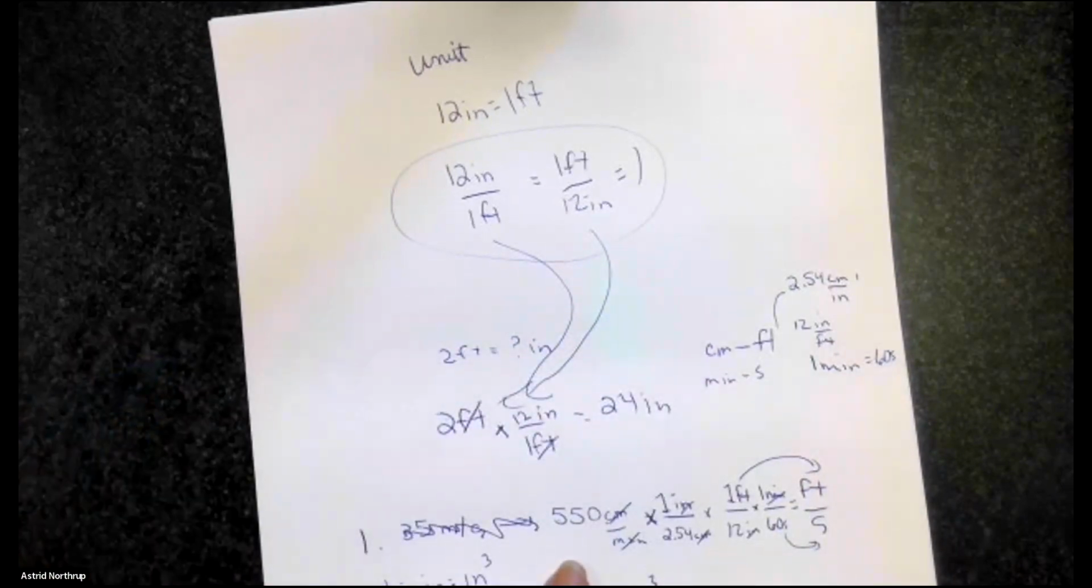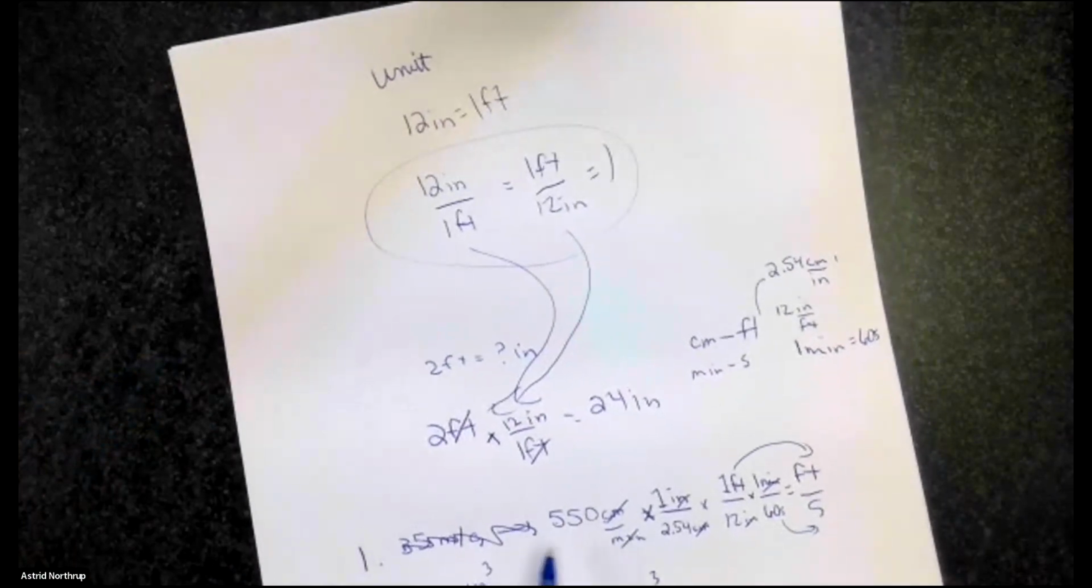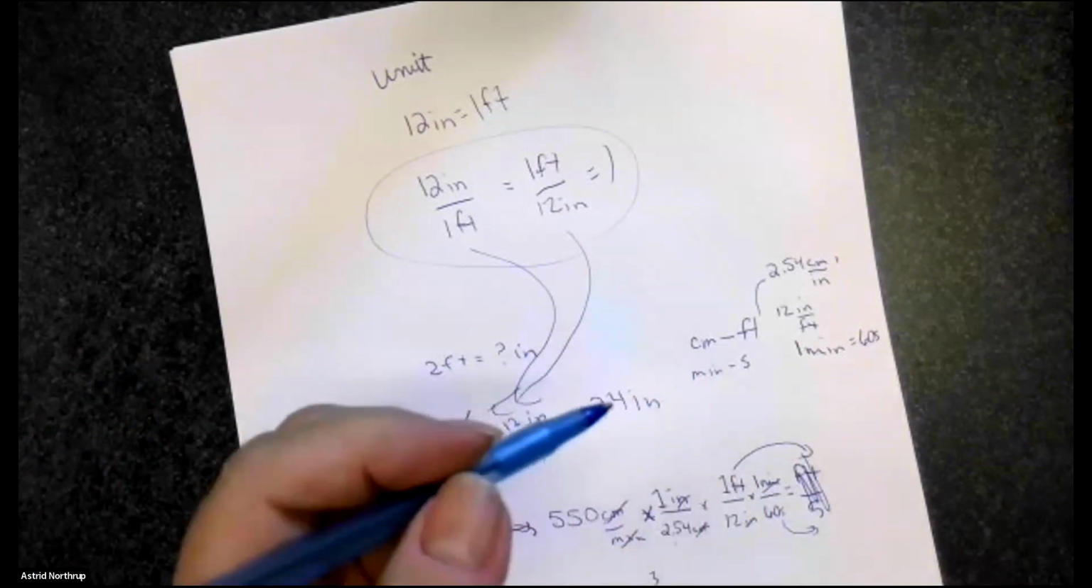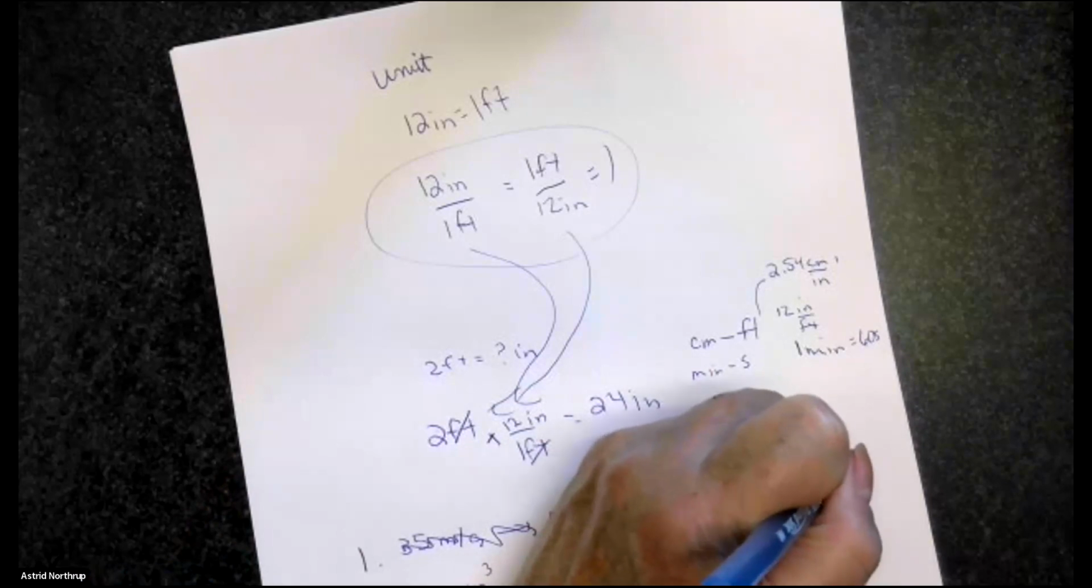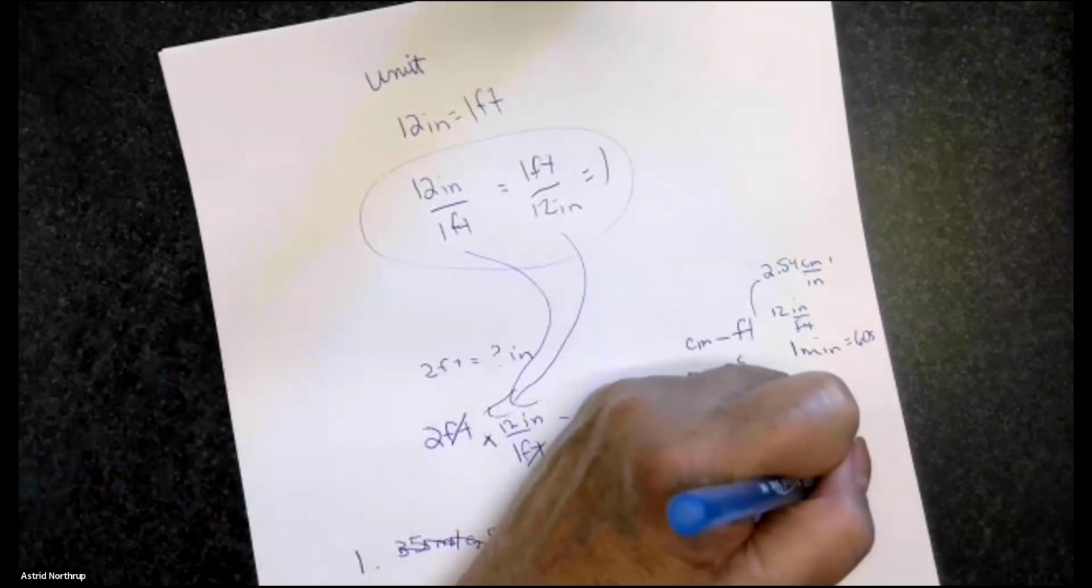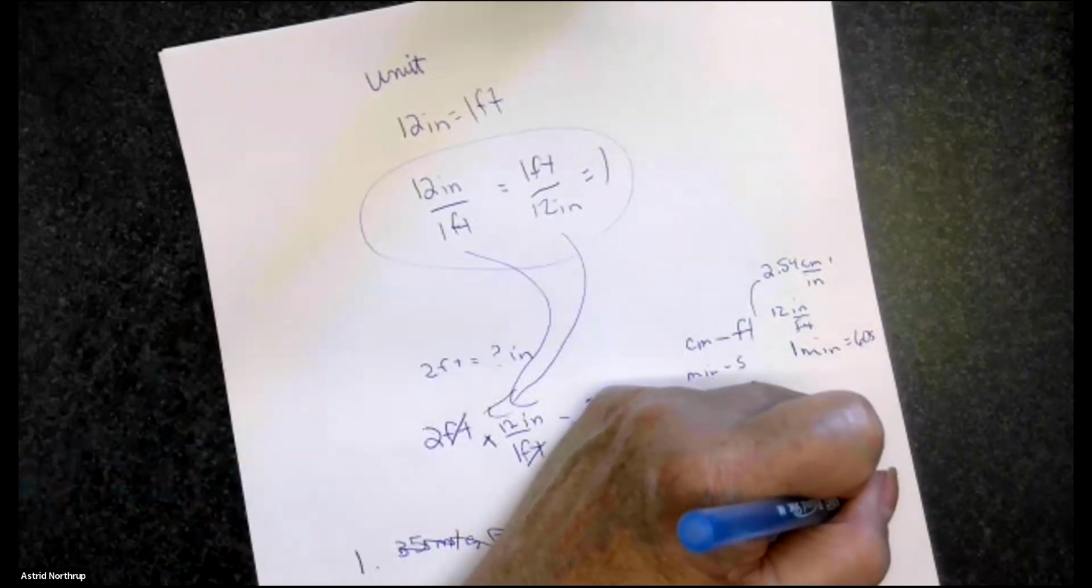So the numeric value, Justin, since you have your calculator, would you take 550 and divide it by 2.54, divide again by 12, and last but not least, divide by 60. 23.3 feet per second. Thank you.